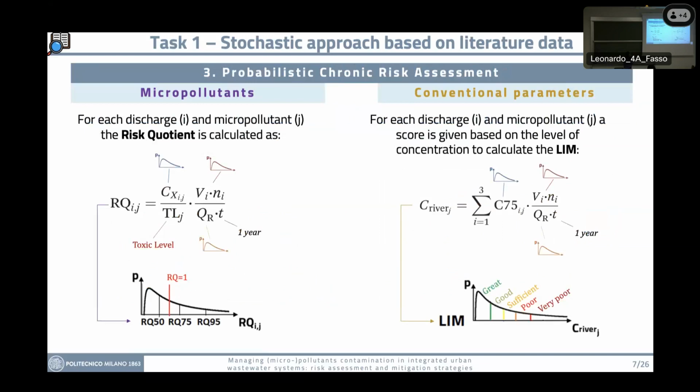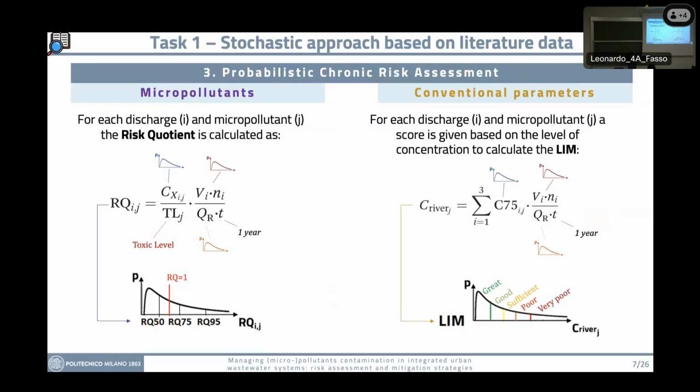So we performed a chronic risk assessment, because it was performed on a 1-year time scale. And we divided it into two procedures, for micropollutants and conventional pollutants, because they have a different impact. For micropollutants, we have a chemical risk that we can measure by comparing it with a toxic level that is known. And we put all these probabilistic distributions inside the risk calculation, which in the end gave us a risk curve, a probabilistic distribution of the risk.